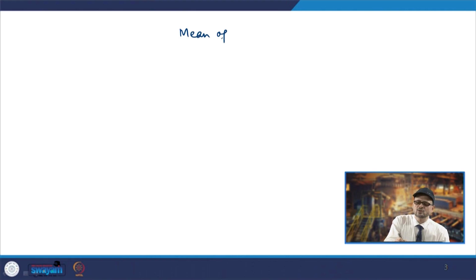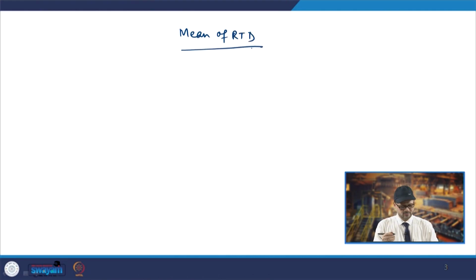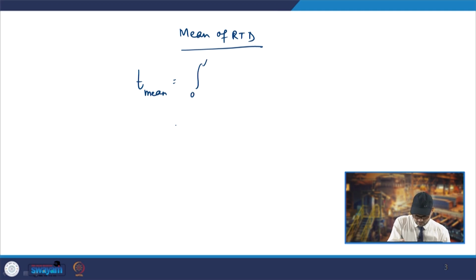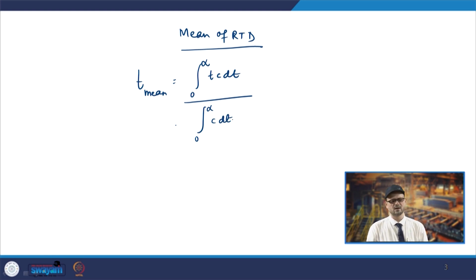Once you get the RTD curve, you have to get the mean of the RTD curve. That can be found by the expression, which you will write as T mean. T mean will be the integral from 0 to infinity of T c dt, divided by the integral from 0 to infinity of c dt. On the abscissa you have the time axis, on the ordinate the concentration axis, so you have T c dt divided by c dt.